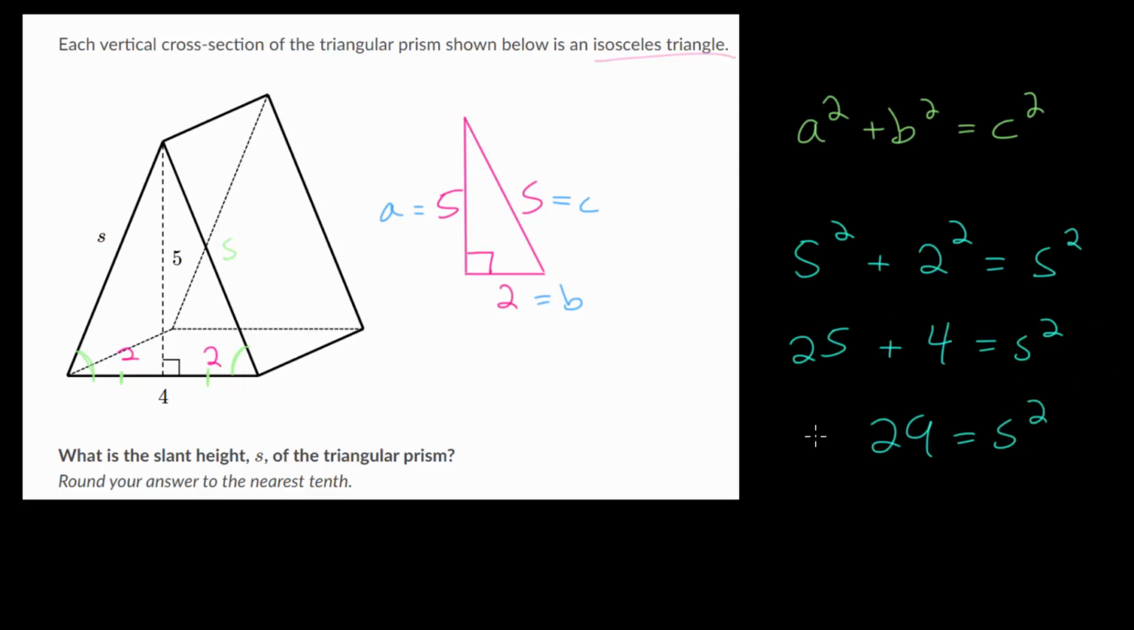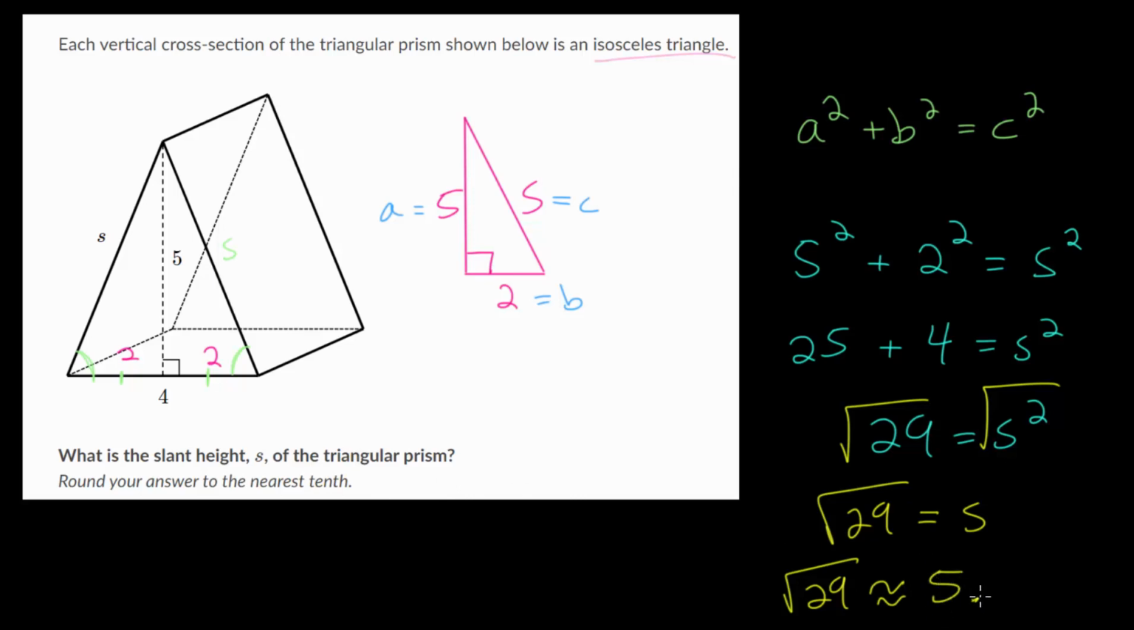Now to cancel out that square, we take the square root of each side, and so s is the square root of 29. But we want to round this to the nearest tenth. We know it's not a perfect square, so it's not going to be a whole number, so we need to use our calculator for this. The square root of 29 is 5.385 and so on, but we're going to approximate this. We need to round it to the tenths place, so 5.38, we're going to round up to 5.4. And this doesn't have any particular units, so we can just say 5.4 units. So that will be approximately what this slant height is in this triangular prism.